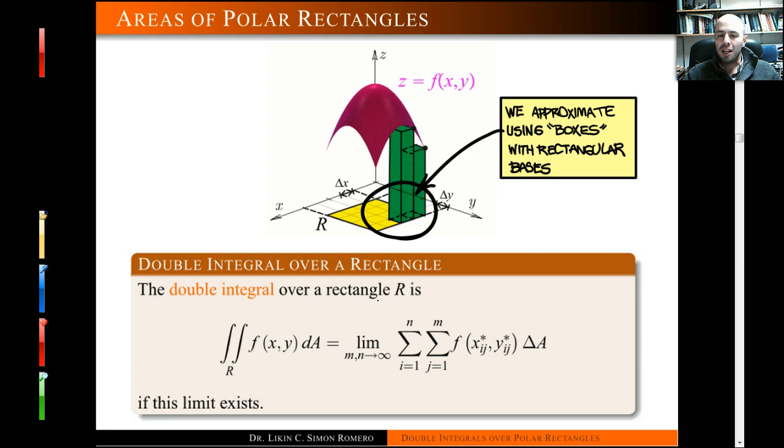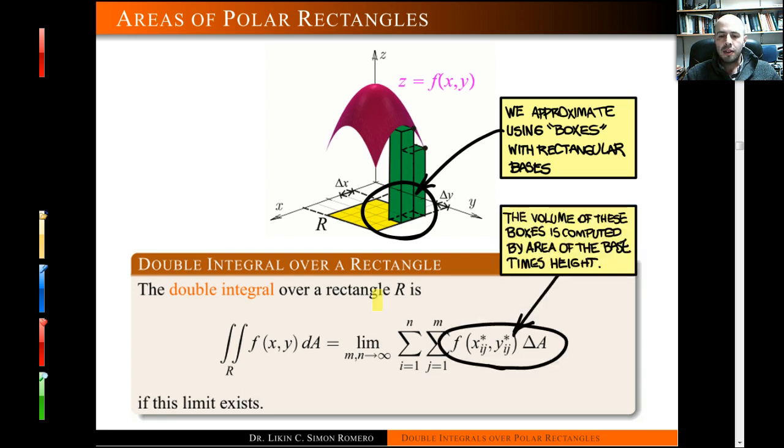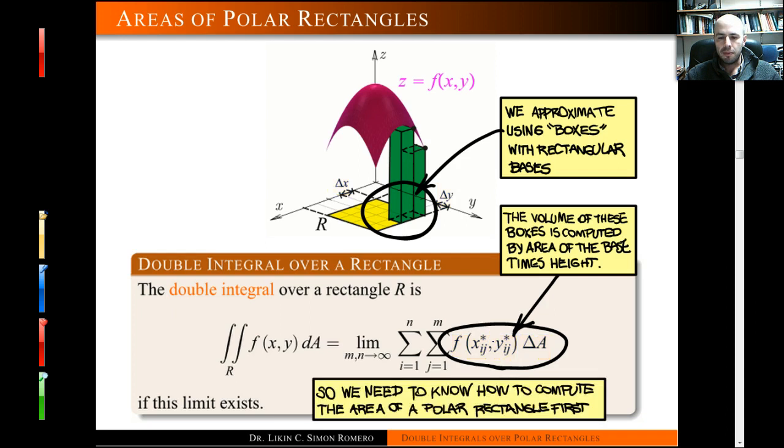So the question is, well, can we change the region to be something else? When we were doing it with rectangles, in order to construct these boxes we used two things. We use the area of the base, that in this case is just delta x times delta y, and we need the height, and the height is given by choosing a point in the corresponding small rectangle. And then you just add all the volumes of the boxes, and then you take the limit. So we need to know how to compute the area of our polar rectangle.